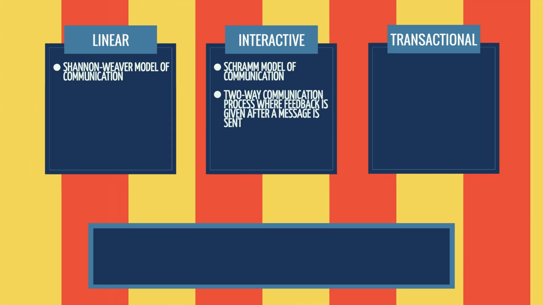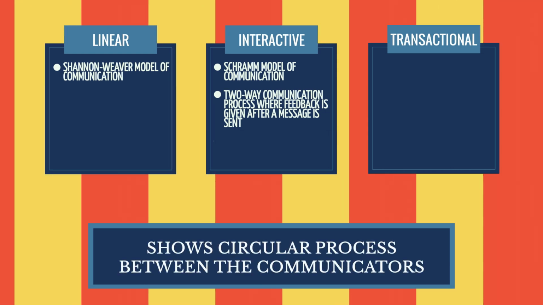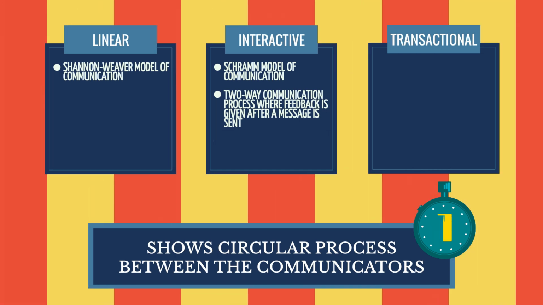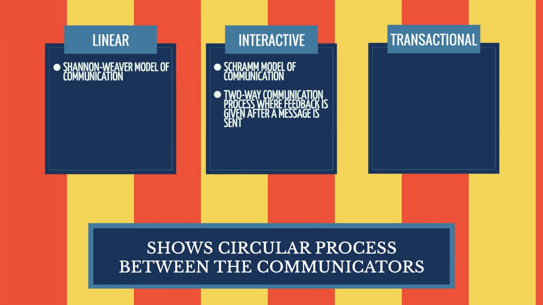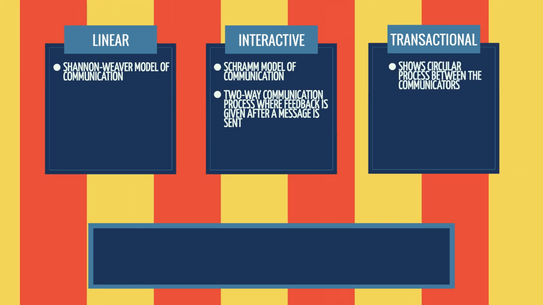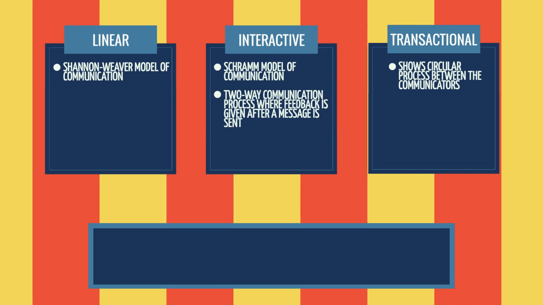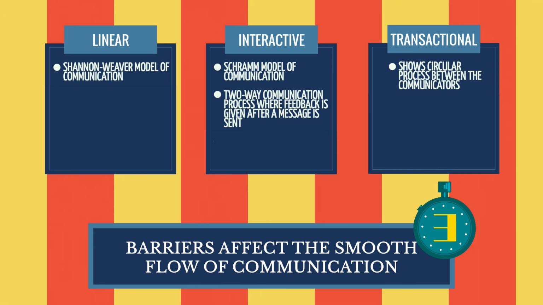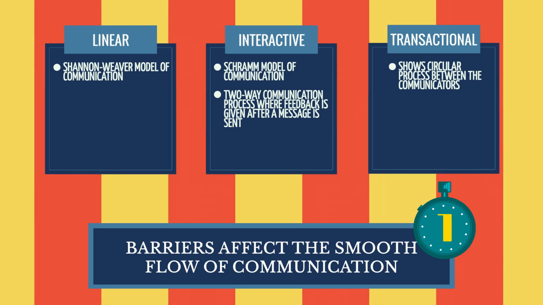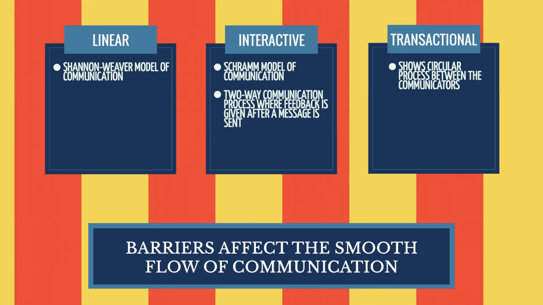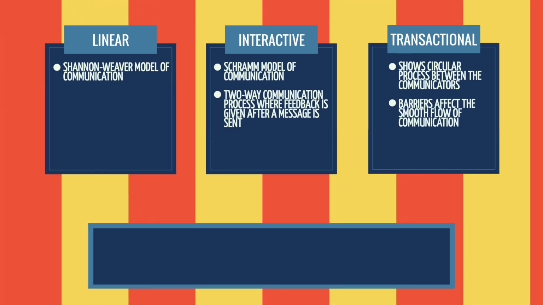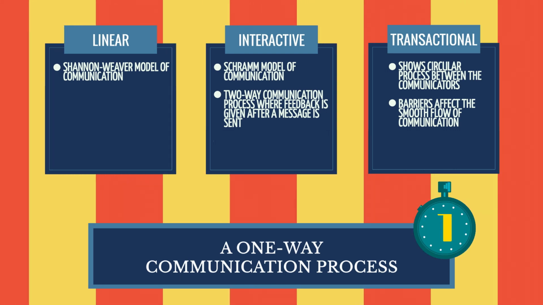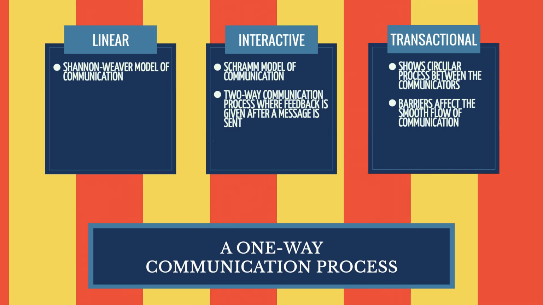Great! Letter D, shows circular process between the communicators. Did you answer transactional model? Nice one! Keep going! Letter E, barriers affect the smooth flow of communication. Did you answer transactional model again? Great job! Letter F, a one-way communication process. What did you answer? Great job!